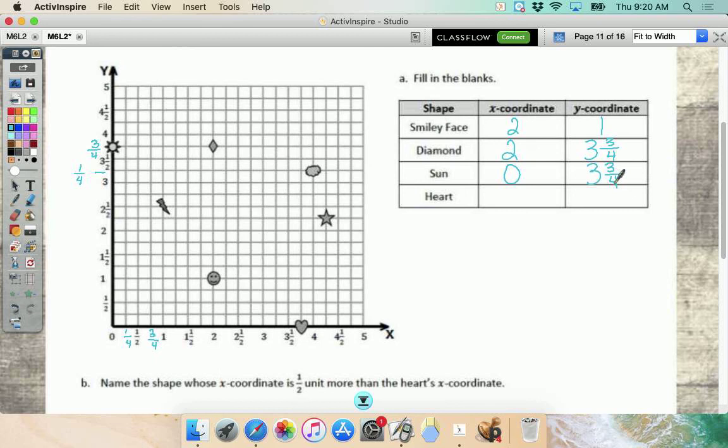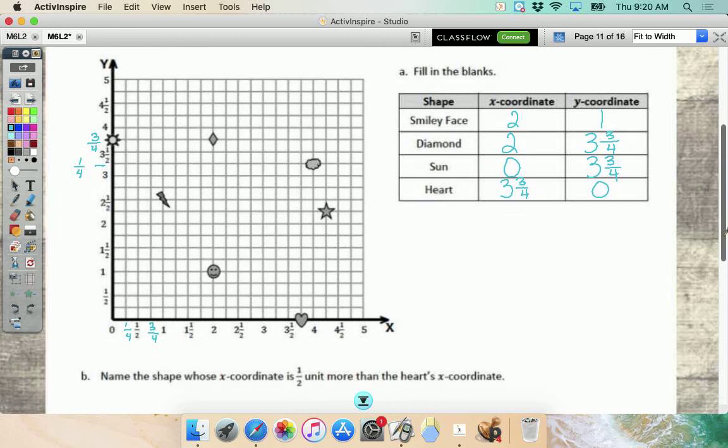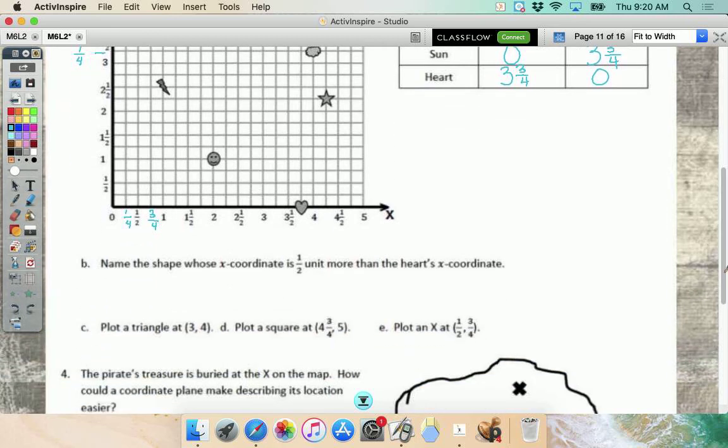Alan, what about the heart? 3 3/4. It's the same one again, isn't it? They like that mixed number. Very good, Alan. Okay, now we got a question. Name the shape whose x-coordinate is 1/2 unit more than the heart's x-coordinate. So we're going to look at the heart and we're going to go 1/2 unit more. Don't anybody shout it out.